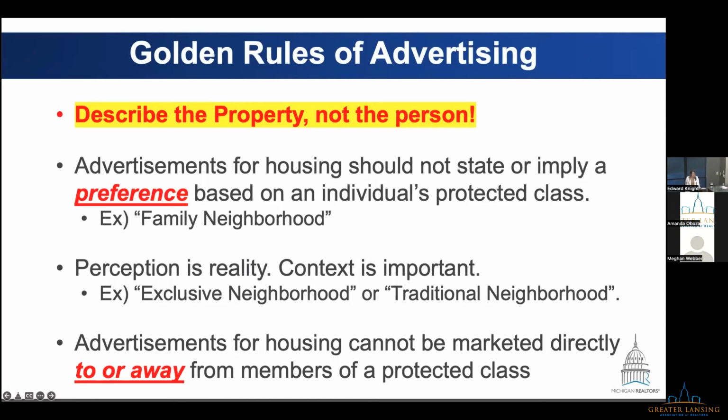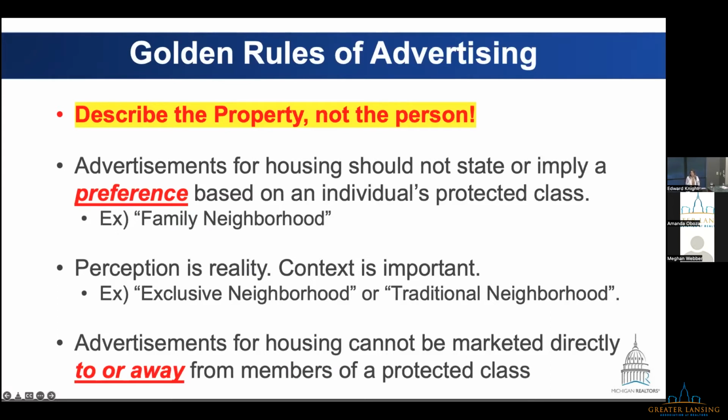And then last best practice here, advertisements for housing cannot be marketed directly to or away from members of protected classes. So what this is saying is that you cannot use target marketing to steer individuals to or away from available housing. If you intentionally exclude individuals from seeing advertisements for housing, that's also going to be a fair housing violation. Facebook was recently sued for this very practice.